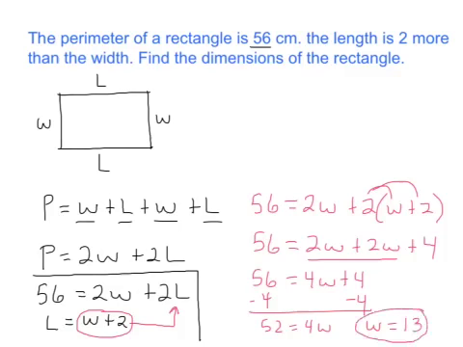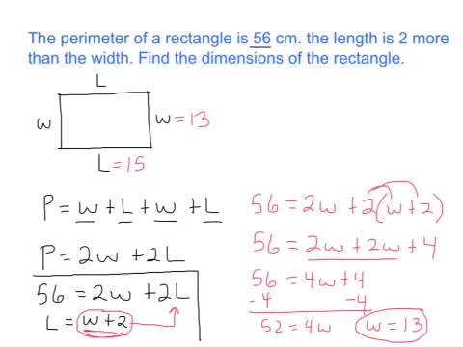Now let's think about that. If the width is 13, they told us the length is the width plus 2. So I can take 13 plus 2 and get what? 15. So my length is 15. Now let's check our answer. We're saying the width is 13 and the length is 15.